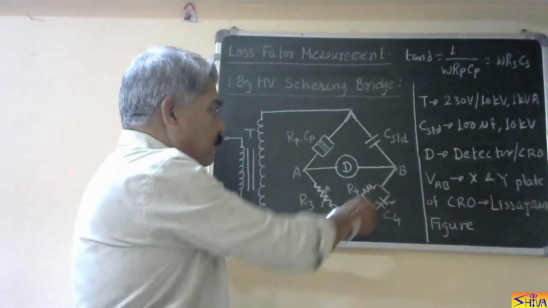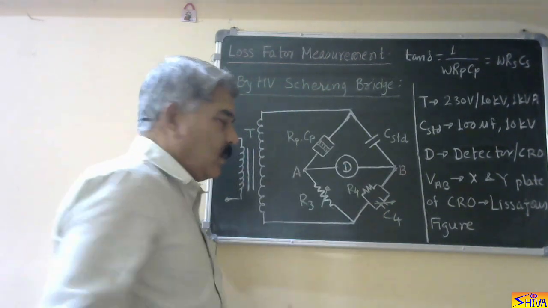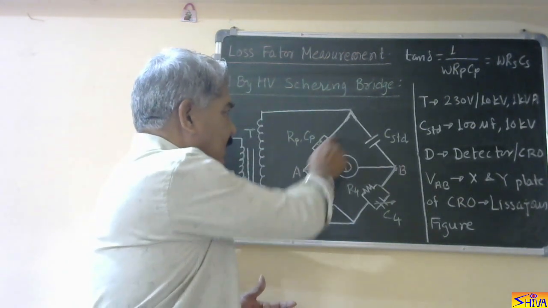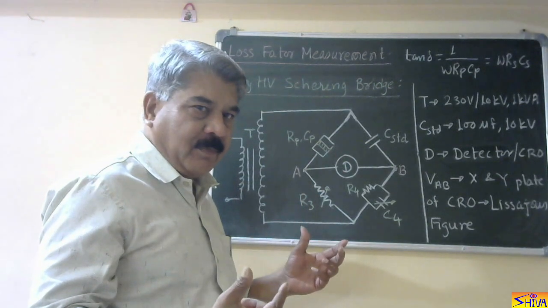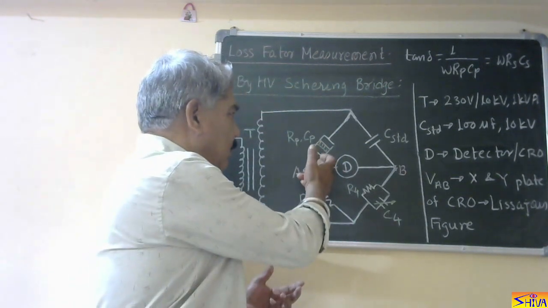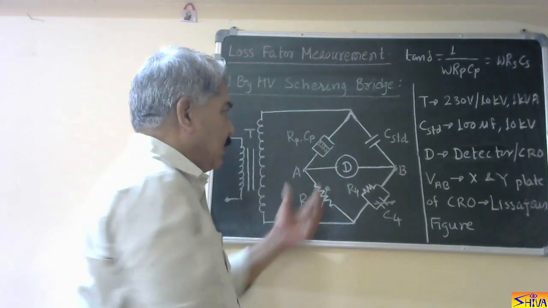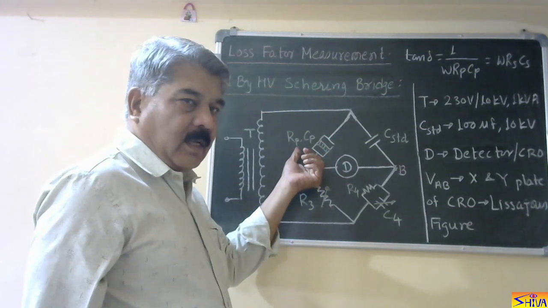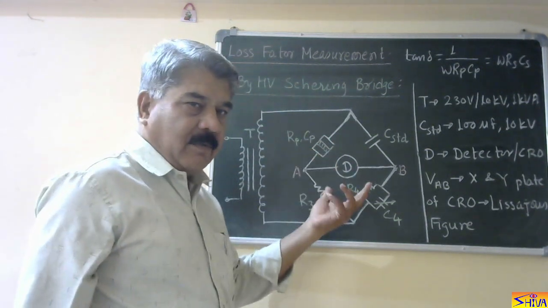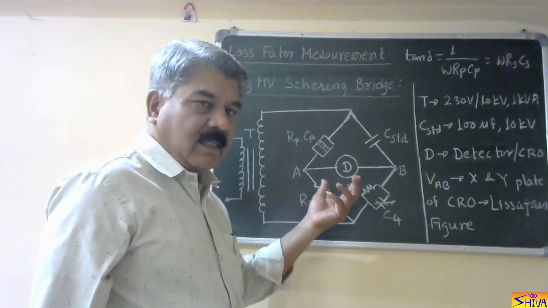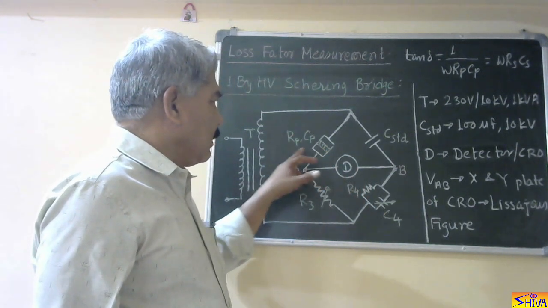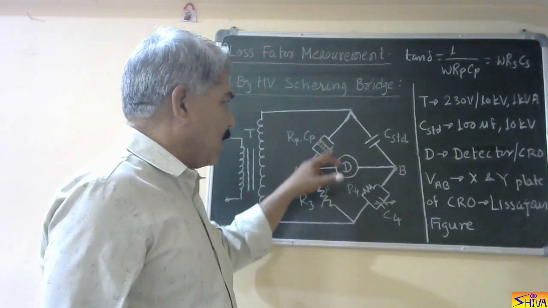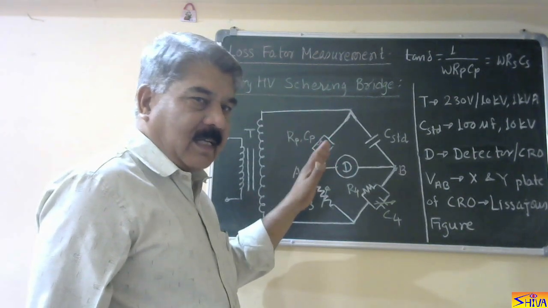The second component is this bridge, called the Schering bridge. This bridge has four arms. In the first arm, we connect the test sample, that is the test specimen. We can have its electrical equivalent in terms of a parallel combination of resistance and capacitance or a series combination of resistance and capacitance. Here I have written it as a parallel combination of resistance and capacitance. This is the test sample. It must be capable of withstanding 10 kV.